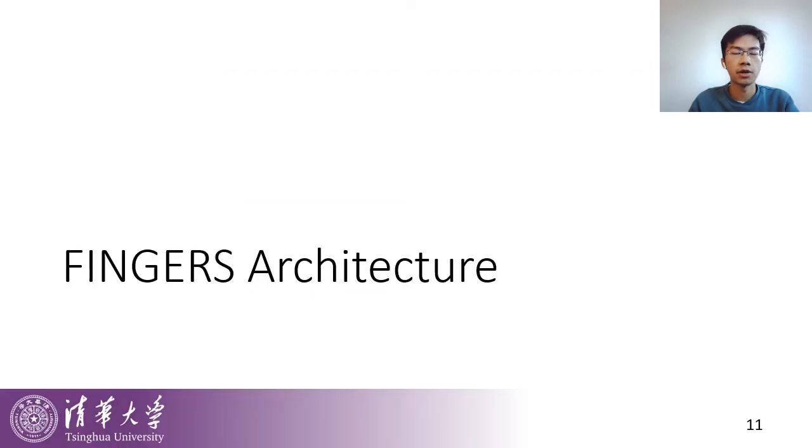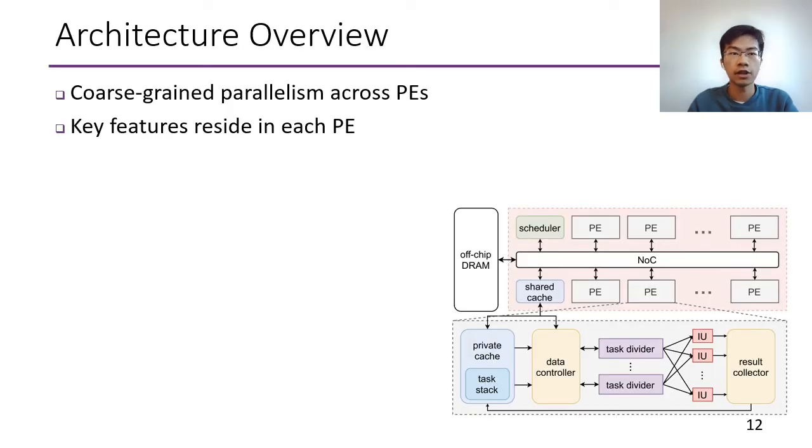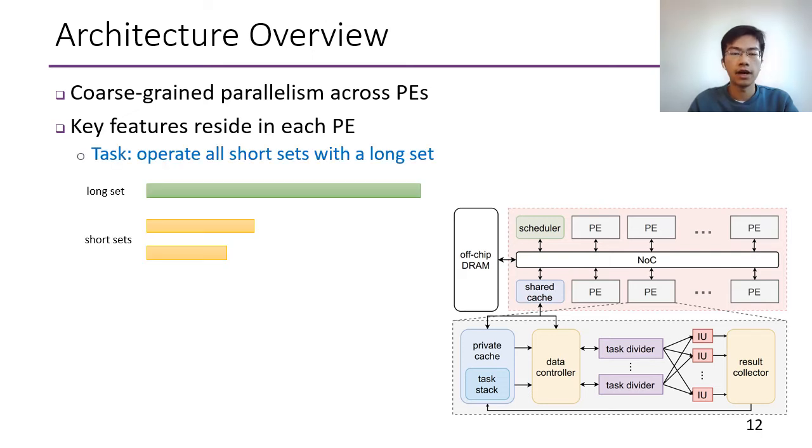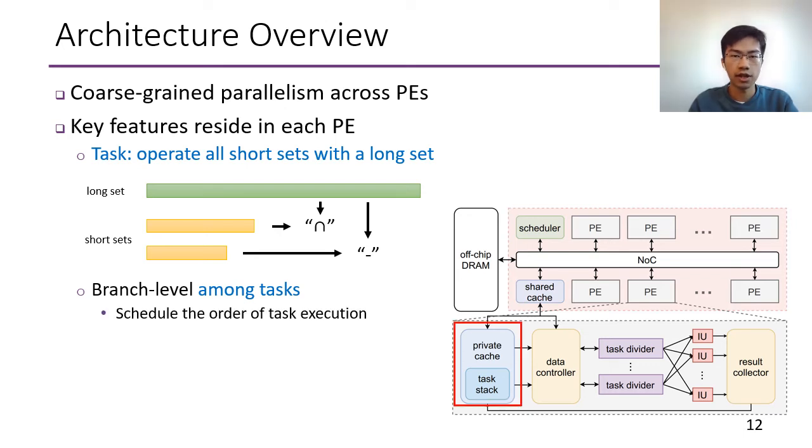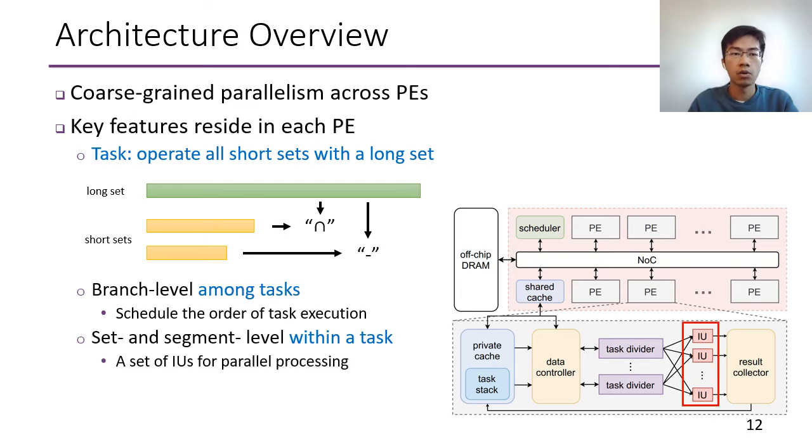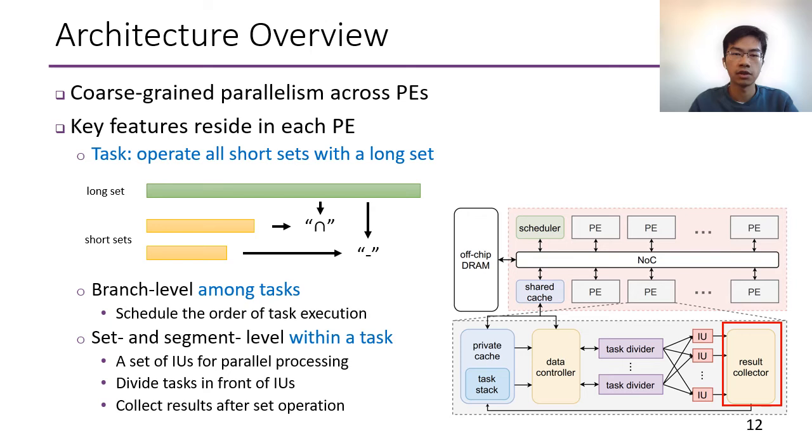Next, we build a hardware accelerator, FINGERS, based on the levels of parallelism we have just introduced. The high-level architecture utilizes coarse-grained parallelism across PEs. Our key innovations reside in each PE, where we further utilize fine-grained parallelism. We define a task as a procedure to operate all short sets with a long set at some tree level. In this way, branch-level parallelism is among tasks, and we schedule the order of task execution. Set and segment-level parallelism are within a task, where we use a set of IUs for parallel processing of set operations. To achieve this, we add a task divider to divide tasks into segments in front of the IUs and a result collector to collect results and aggregate them after set operations.